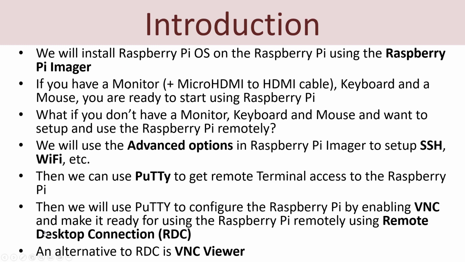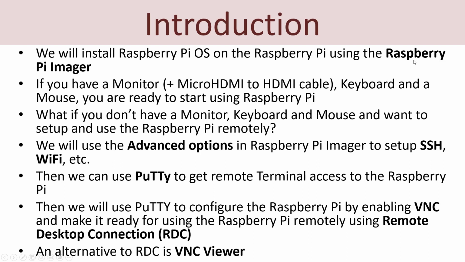So first, a short introduction. In this tutorial we will install the Raspberry Pi operating system on the Raspberry Pi using this Raspberry Pi imager. And if you have a monitor and a micro HDMI to HDMI cable, which you need in order to connect the Raspberry Pi to an external monitor, and if you have a keyboard and a mouse, you are now ready to start using Raspberry Pi.